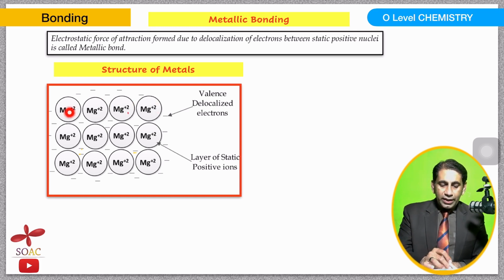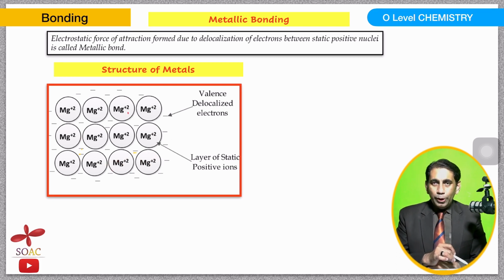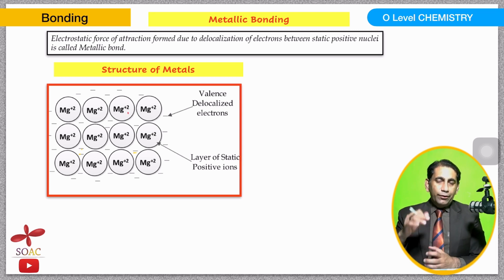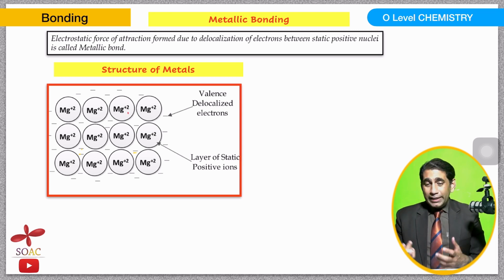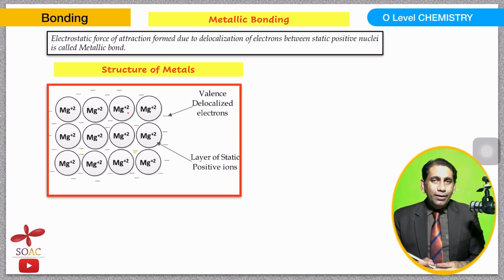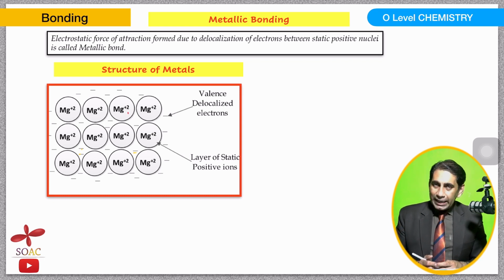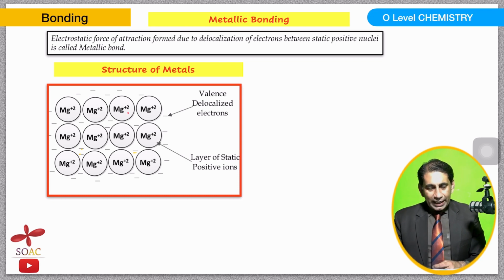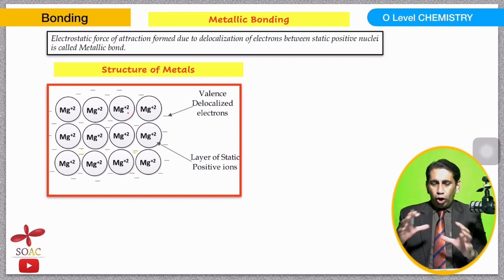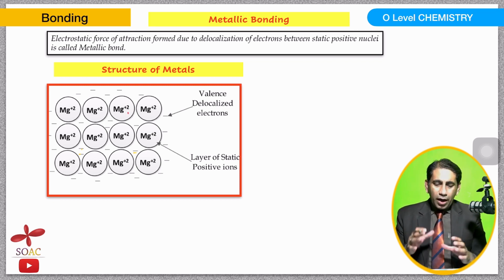So there is an electrostatic force of attraction that develops between the static layers of positive ions and the freely moving electrons. They are said to be delocalized electrons. They move freely between the lattice like honeybees, and this structure is said to be a giant metallic structure, or giant metallic lattice. Giant metallic lattice is the precise name of this structure.